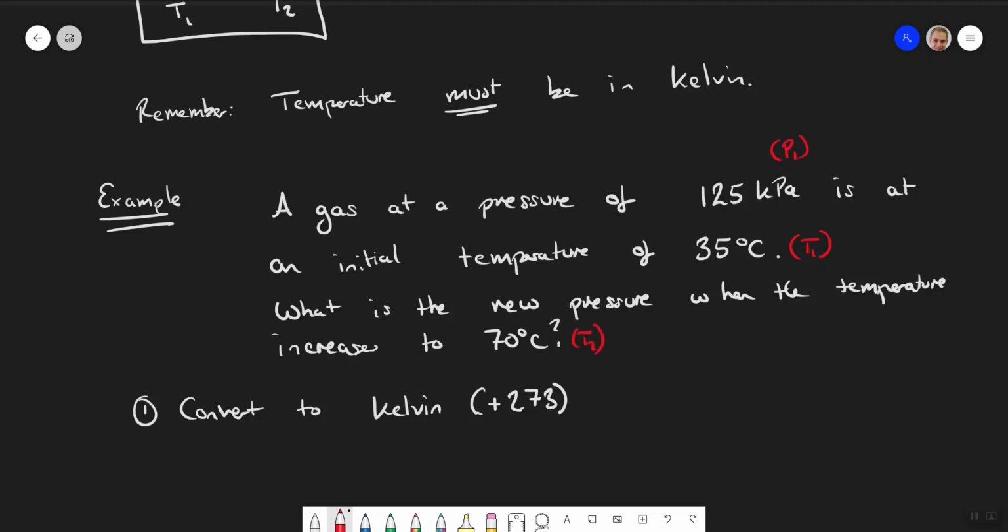This is T2. So we now know that T1 is equal to 35 plus 273. So that's going to equal 308. And T2 is equal to 70 plus 273. So that is equal to 343. Okay, so these are our temperatures to use in the equation, not these two.